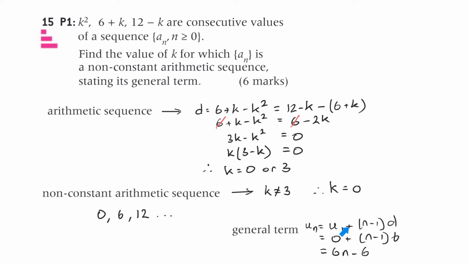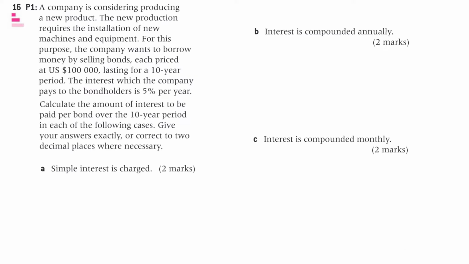The general term, using our formula for an arithmetic sequence, is u1 plus n minus 1 times d. u1 is 0, n minus 1 times 6, and so that's 6n minus 6. That's a little bit different from the book, but I prefer this one. We started with our first term actually being u1. I think they started with u0.